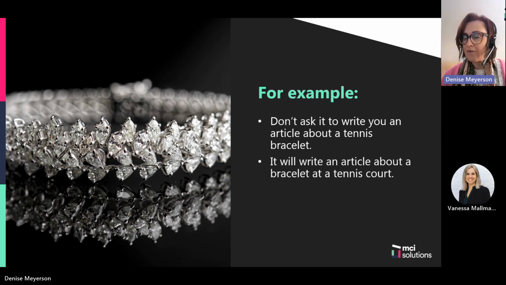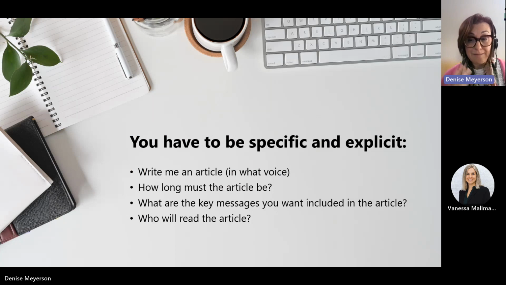So the first thing is, don't give instructions that are too broad. For those of you who know what a tennis bracelet is, a bracelet made of diamonds, if you're not specific about that, all it's going to do, which has happened before, is write a story for you about a bracelet that was at a tennis court, which is not what you want. So we do have to be specific, try and be as explicit. What are the key messages? You saw I wanted bullet points. I gave feedback on how to adjust it, how long it must be, how many words, what's your tone of voice, casual, formal, and so on. Who will read the article?